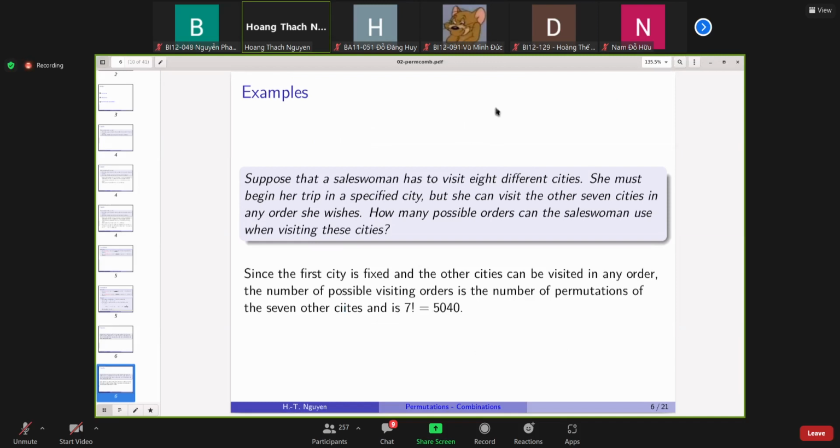Let's see if there are questions. Okay, 7 factorial, very good, very good.